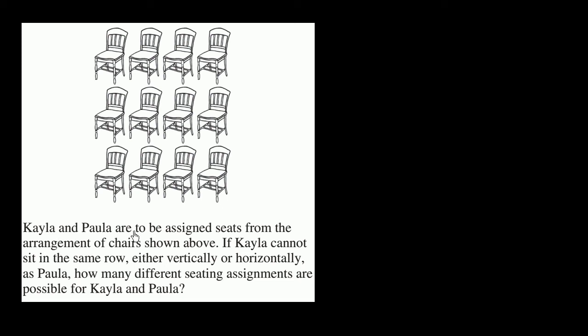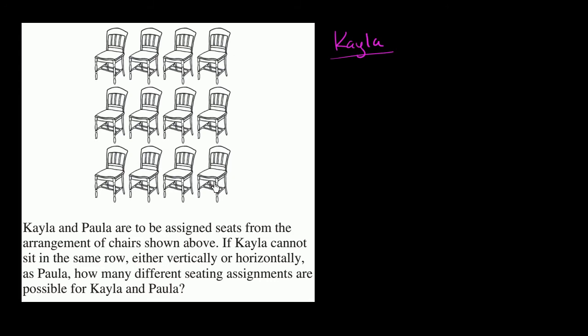Kayla and Paula are to be assigned seats from the arrangement of chairs shown above. If Kayla cannot sit in the same row, either vertically or horizontally as Paula, how many different seating assignments are possible for Kayla and Paula? So let's just think about Kayla first. Let's just think about her possible seats.